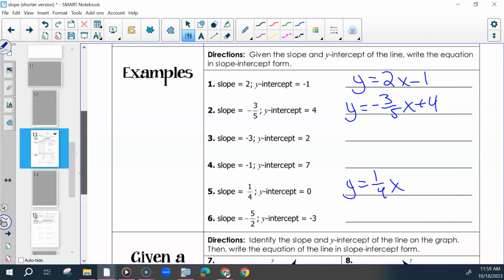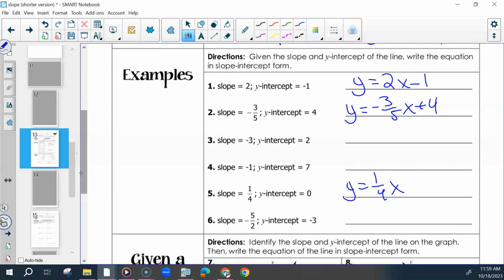Any other questions in that section? Okay. We're going to skip the bottom section. Go on to the next page.